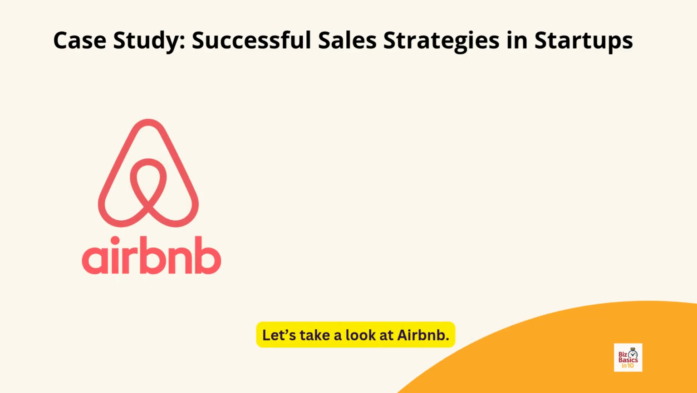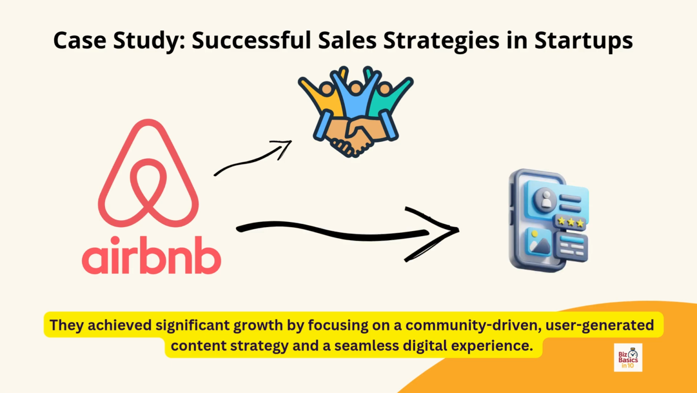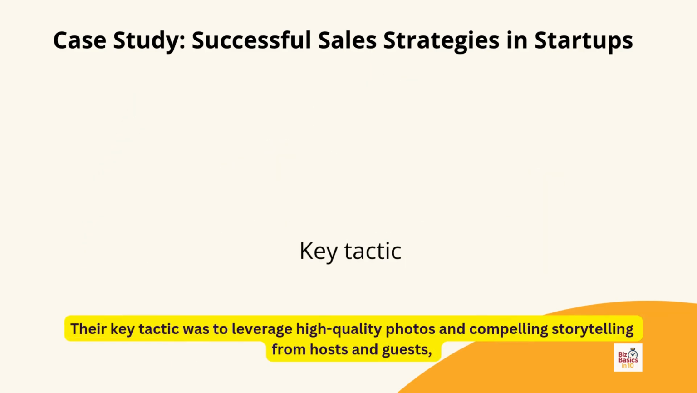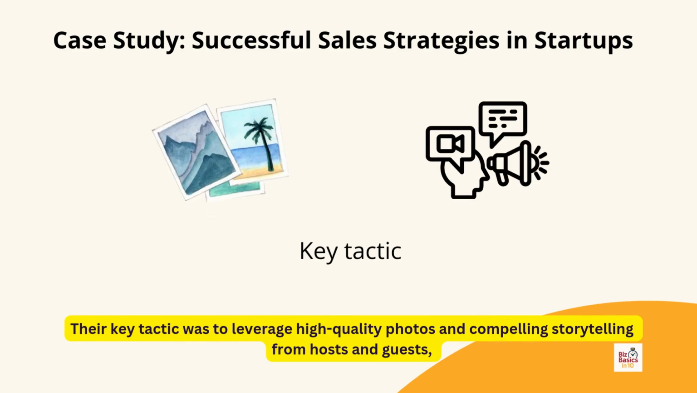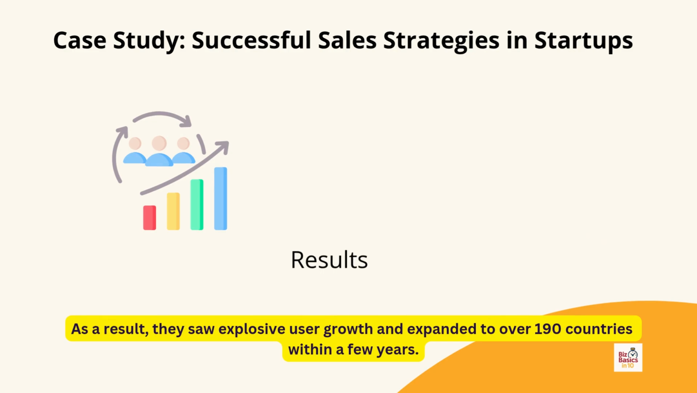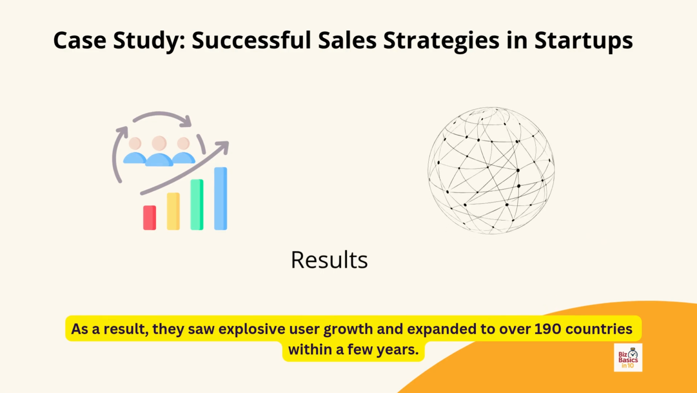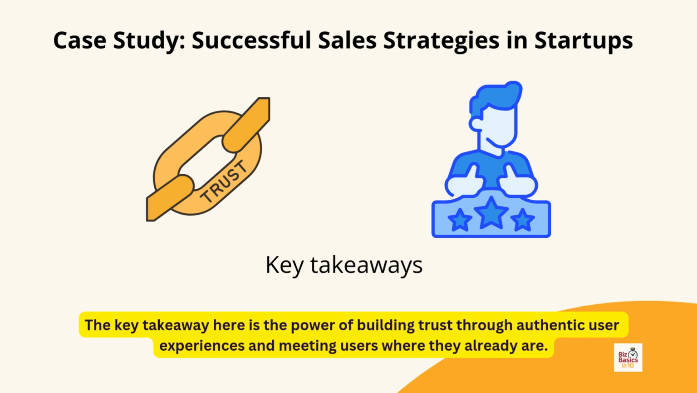Let's take a look at Airbnb. They achieved significant growth by focusing on a community-driven, user-generated content strategy and a seamless digital experience. Their key tactic was to leverage high-quality photos and compelling storytelling from hosts and guests, while also integrating with Craigslist to tap into an existing rental audience. As a result, they saw explosive user growth and expanded to over 190 countries within a few years.